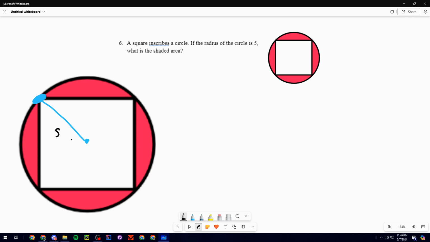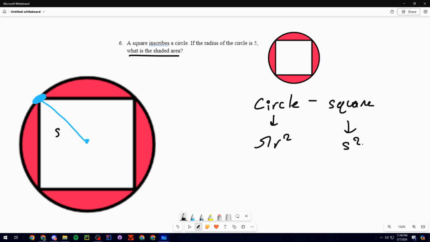And let me just backtrack a bit. It's asking what is the shaded area. How do I even find the shaded area? Well, that's just the area of the circle minus the area of the square. And what is the formula of the area of a circle? That's just pi r squared. What is the area of a square? That's just s squared. Notice that r and s are different variables.